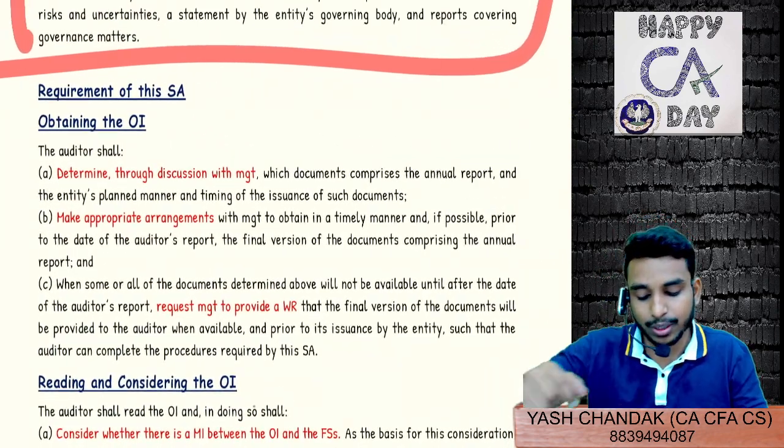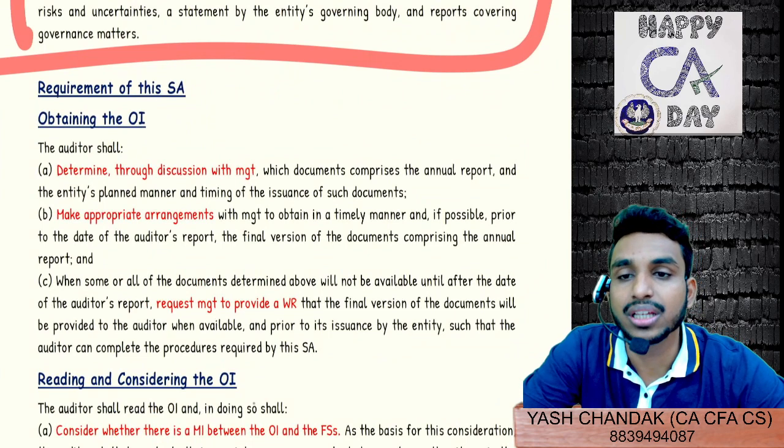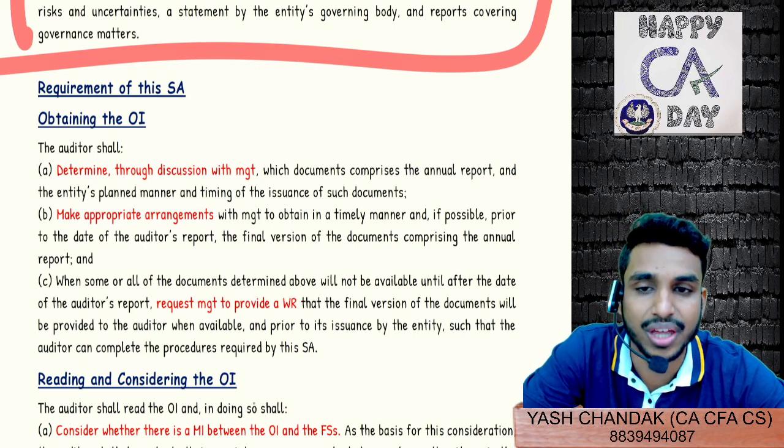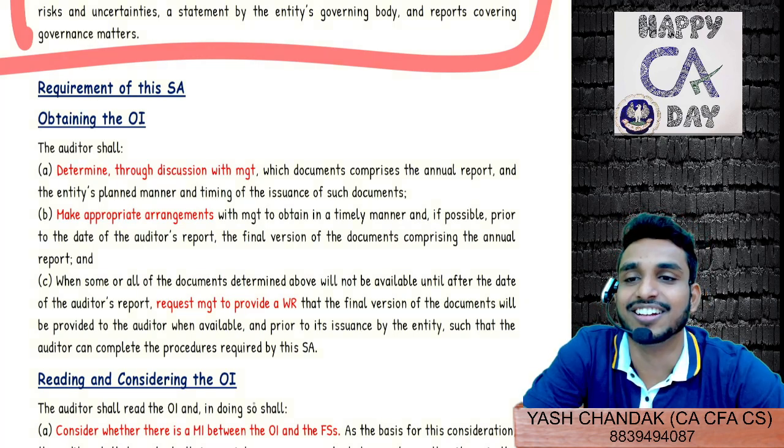Then we'll start with the requirement of this standard on auditing: obtaining the other information. How do you obtain other information? Other information like the board report, CSR report, MD&A and everything.